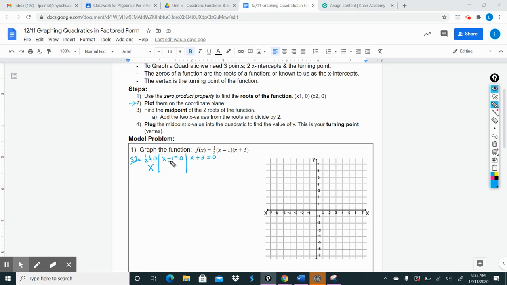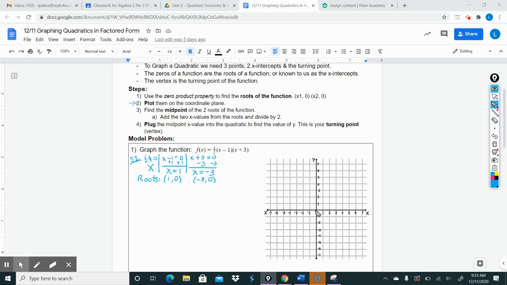And on our middle equation, we're going to add 1 to both sides. x is equal to 1, so our first root is 1 comma 0, and then we're going to subtract 3 from both sides. So x is equal to -3. So our second coordinate for our roots is -3, 0. So these are our roots. So these then will be plotted on our coordinate grid.